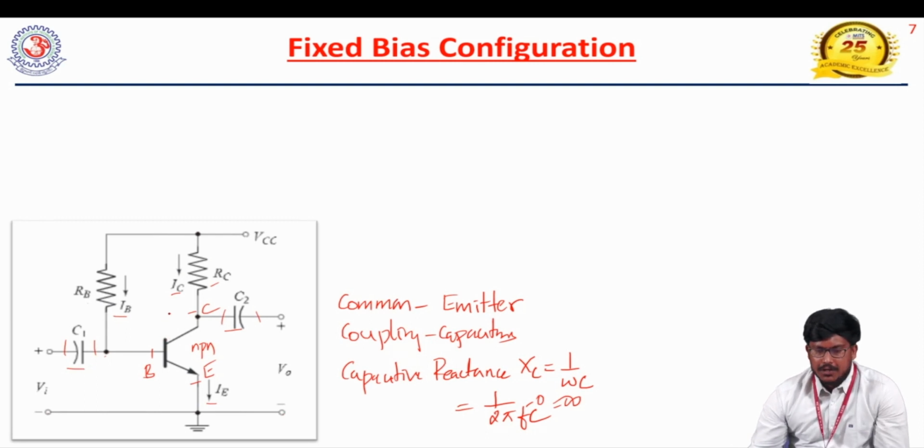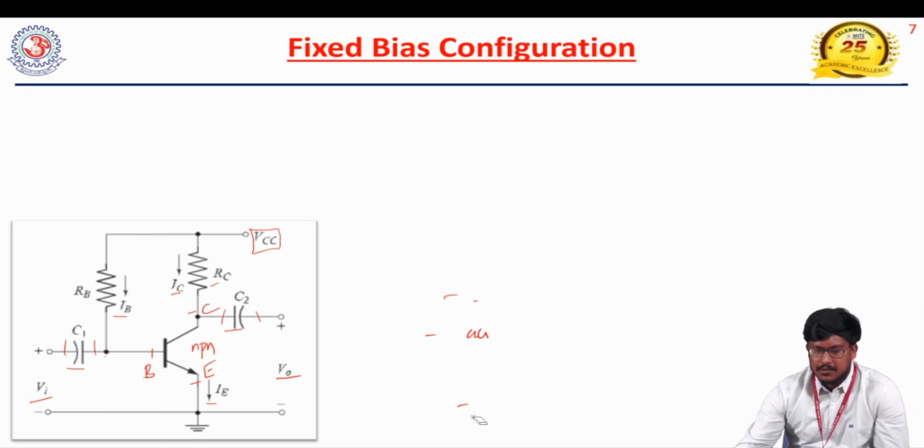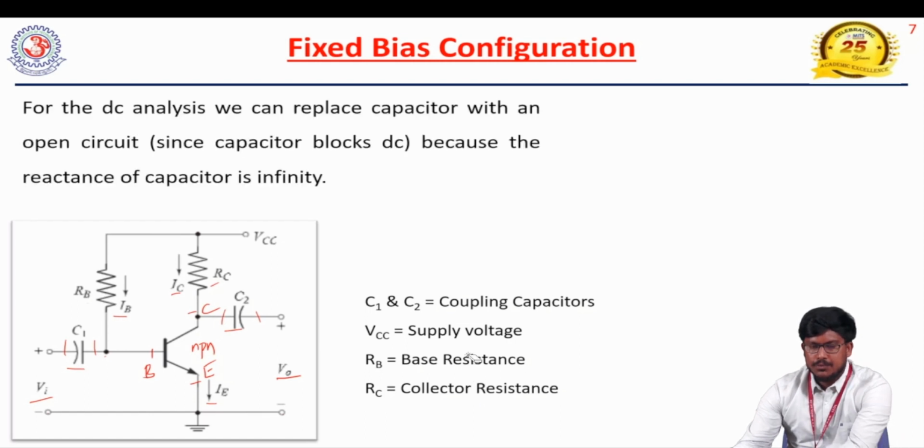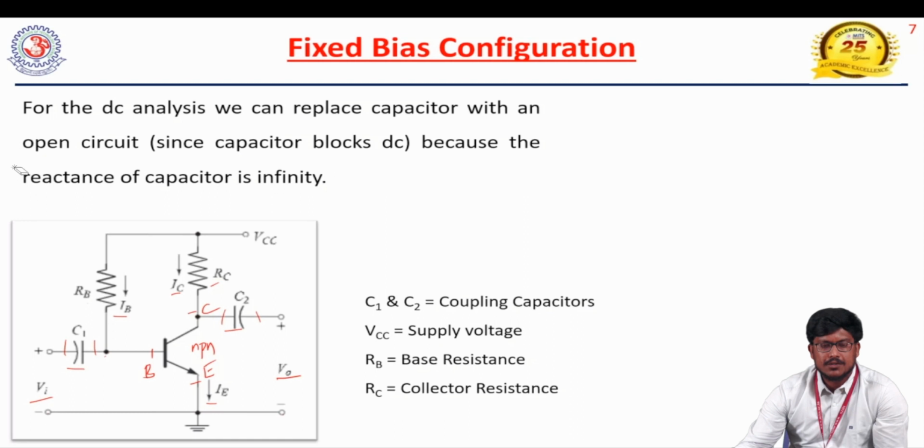VO represents the output voltage and Vin represents the input voltage, and this VCC represents the DC supply which is given for the biasing. So we'll see the DC analysis with respect to this fixed bias configuration. C1 and C2 both are coupling capacitors. VCC is the supply voltage, RB represents base resistance, RC represents collector resistance. As I said, we are going to consider the capacitors as an open circuit in case of DC analysis.